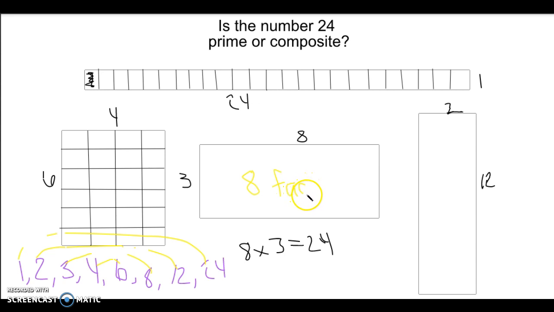But I haven't just said 24 is composite because it is, right? I've proved it with these rectangles. I have shown that if I were to get out some blocks and start building, I would have at least 4 different ways of building it. 1, 2, 3, and 4. Okay, so as long as there's more than one way to build it, it's a composite number.